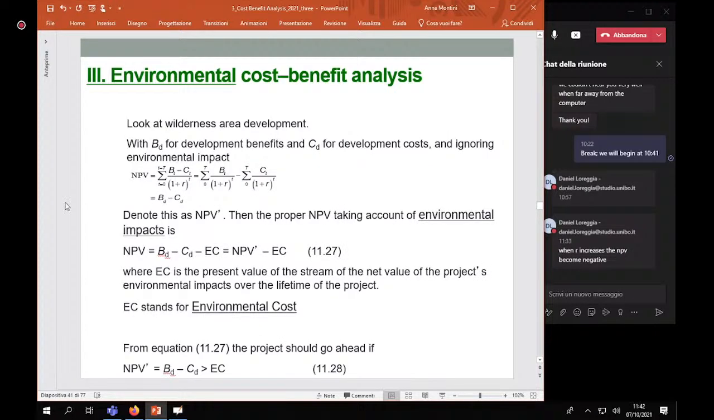Look at this. If you have the possibility to develop an area and to abandon the wilderness that is present in the area before the development, okay, we will have some benefits for development and some costs of the development, okay.